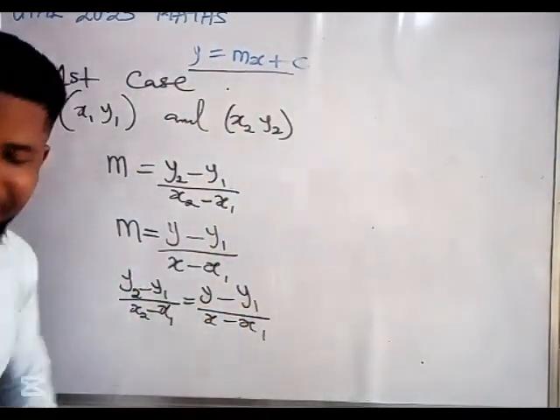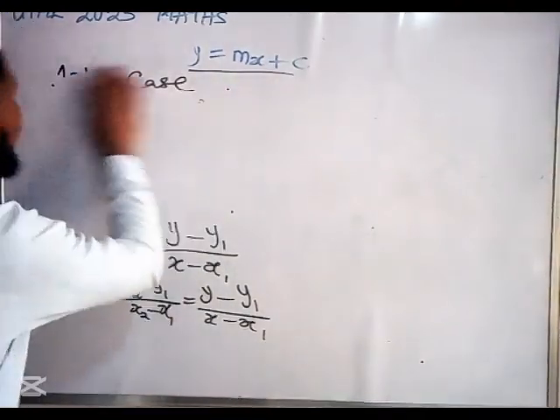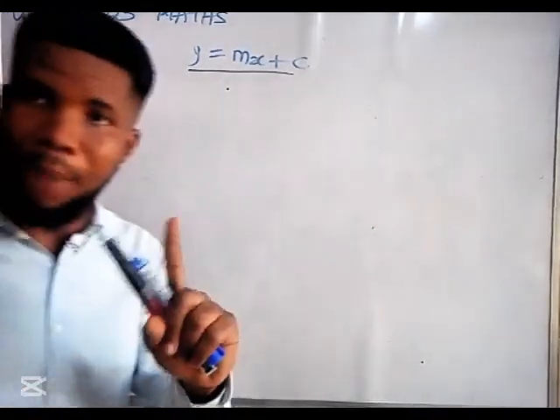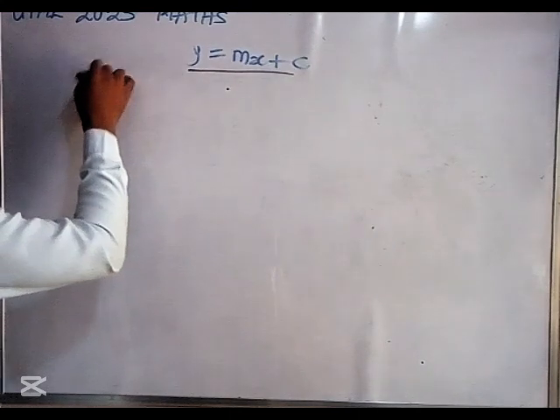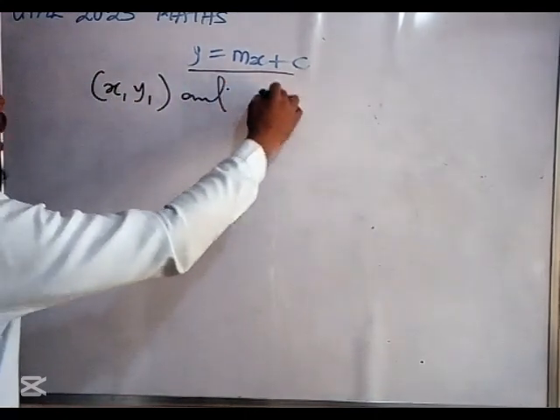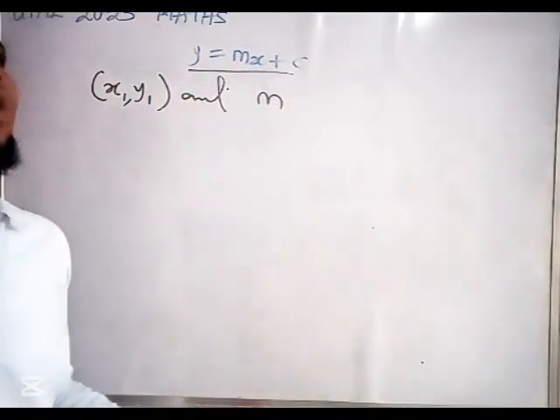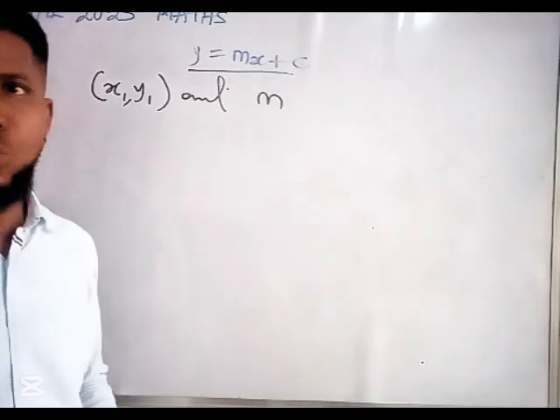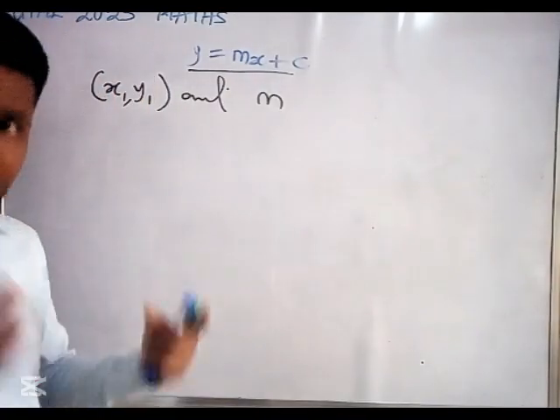Now, the next case is, in the case when you have just 1 point. They give you 1 point and they give you a slope, alright? So 1 point, let's say x1, y1, and the slope m. The slope could be any number, alright? Because the question could be, find the equation of the line whose slope is 3 and passes through the point x, y or 2, anything. You understand what I'm saying?